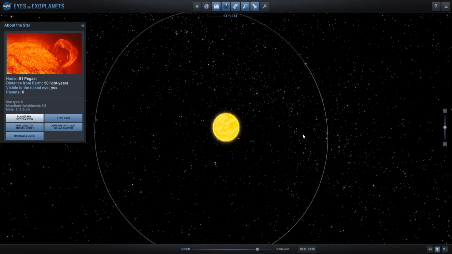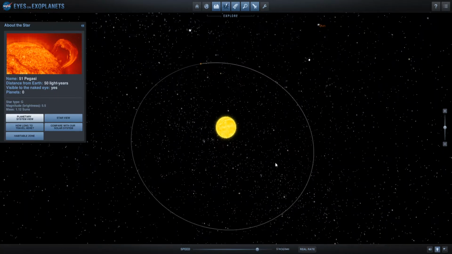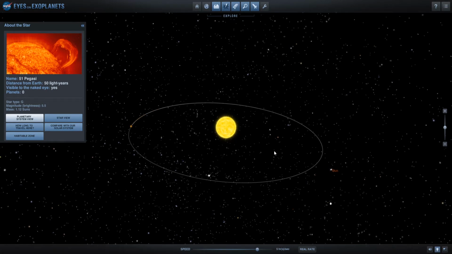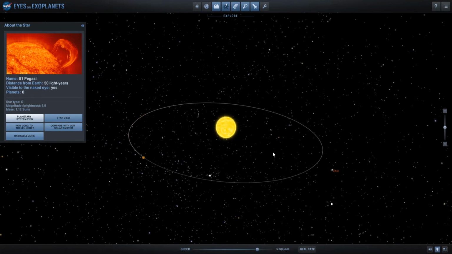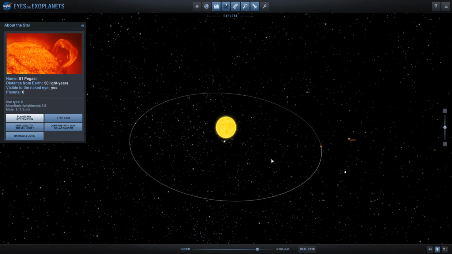It belongs to the constellation of Pegasus, and if we zoom a little ways out, we can see the planet that was discovered, 51 Pegasi b. It was then nicknamed Bellerophon, and it's now officially called Dimidium. But there it is, the first one that we discovered.